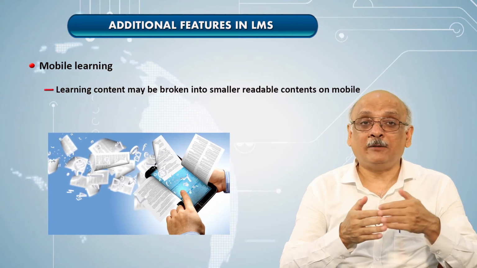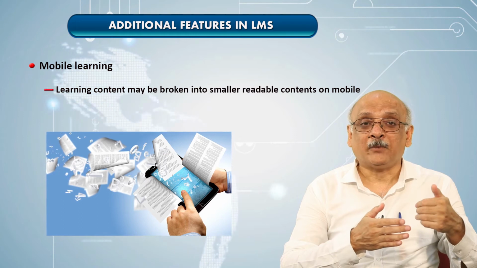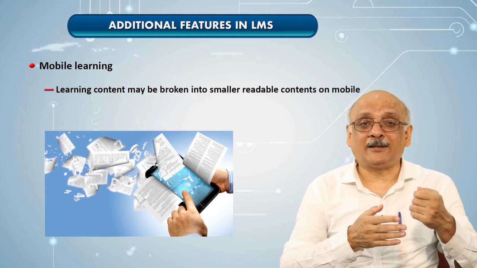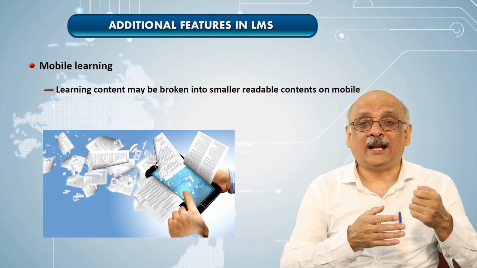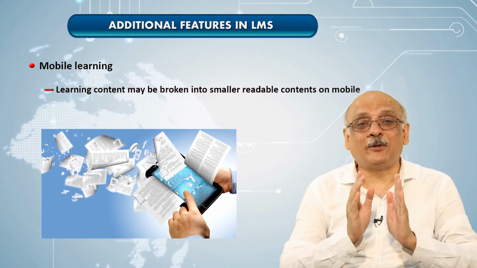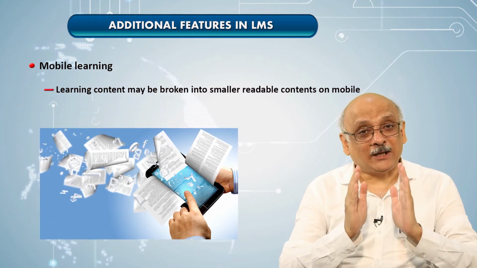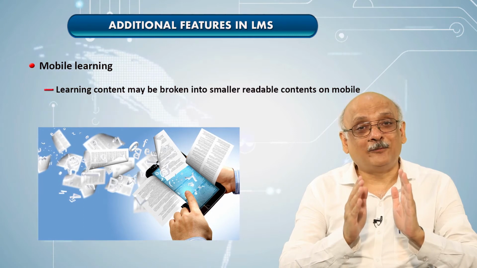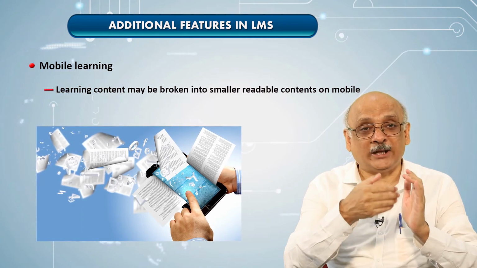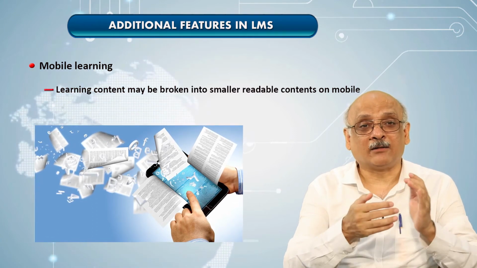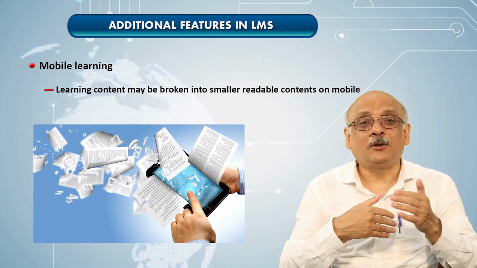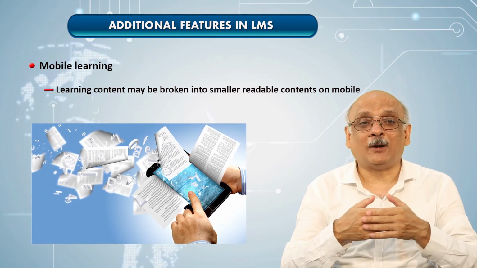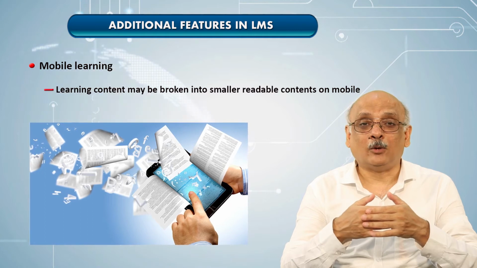Now, if I am looking at mobile learning, then there is a typical characteristic of mobile, and that is that the mobile screen is very, very small. And when you get a very small screen, obviously you should be putting smaller content into it rather than huge content. So learning content may be broken into smaller readable content on mobiles, right?